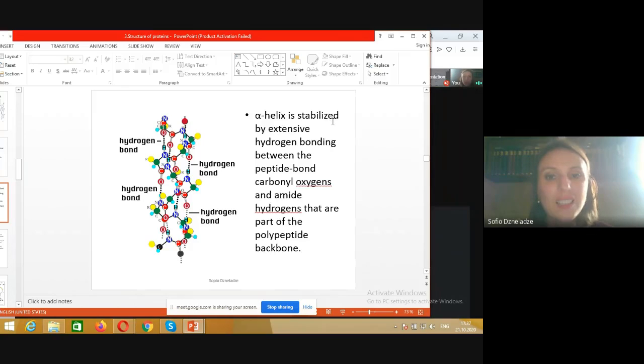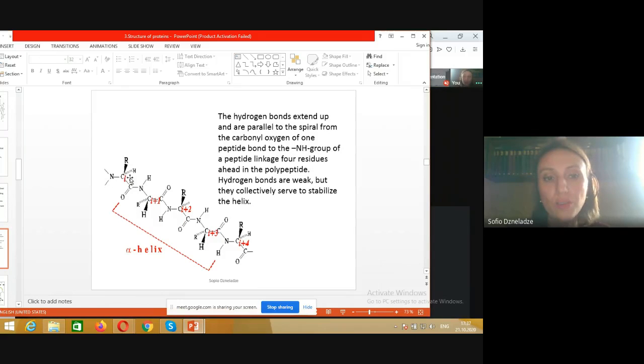So alpha helix is stabilized via the hydrogen bonds between peptide bonds oxygen and peptide bonds hydrogen. But this bonding occurs between the first and fourth amino acids. So the second can link with the fifth, the third can link with the sixth, fourth can link with the seventh, etc. So these bonds can stabilize this coil spiral form.